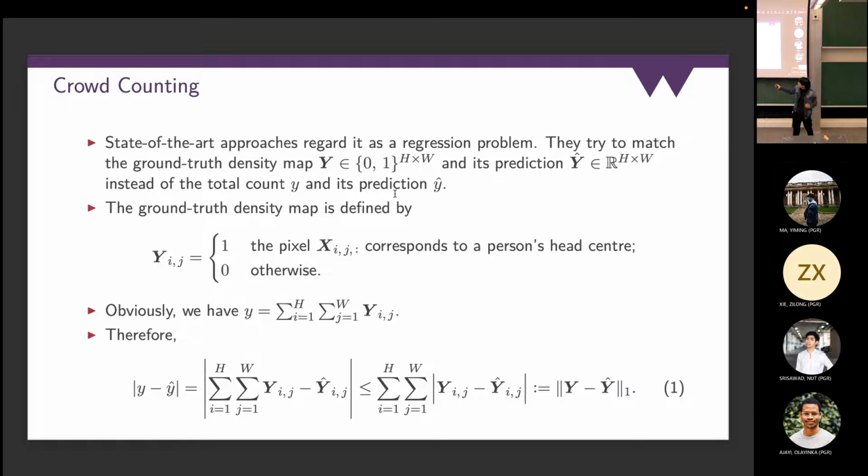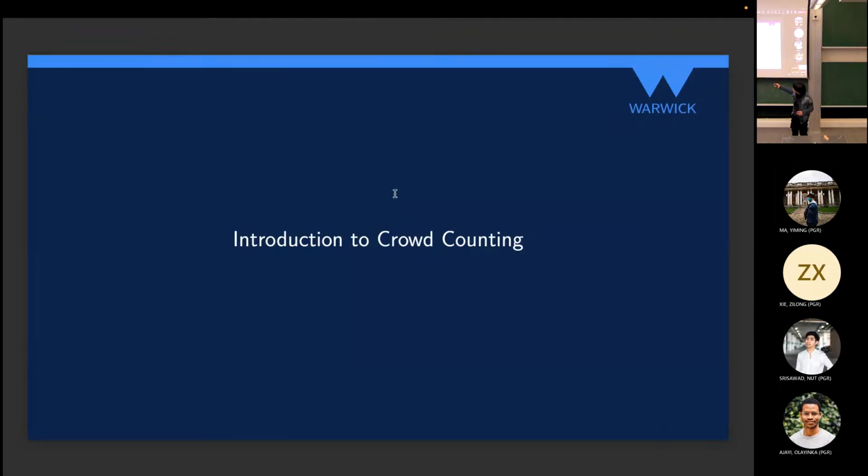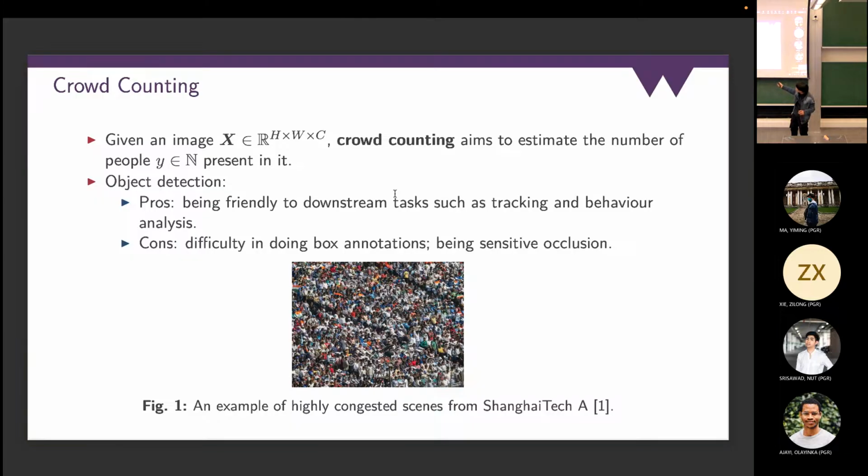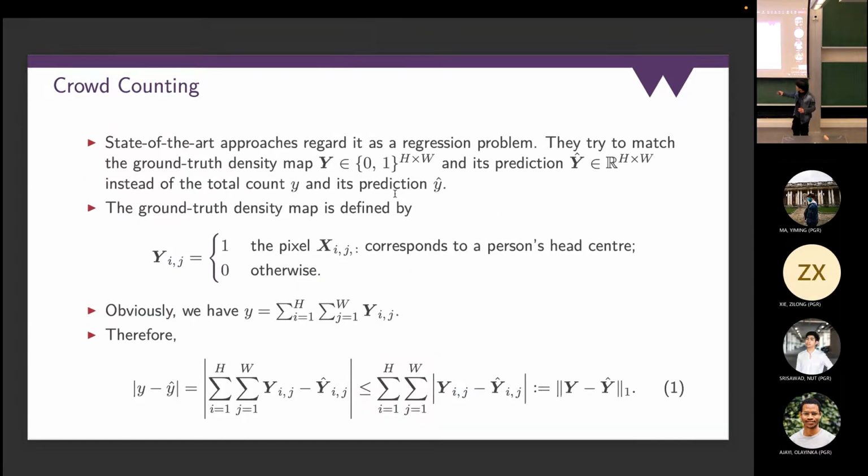So although the image is quite large, and we can have a lot of people shown in the image, if we just take the head centers, then the matrix is going to be very sparse. To obtain the final count, we can simply sum over the matrix, and by a simple use of the triangular inequality, we know the difference between the total counts can be bounded by the L1 norm of the density maps.